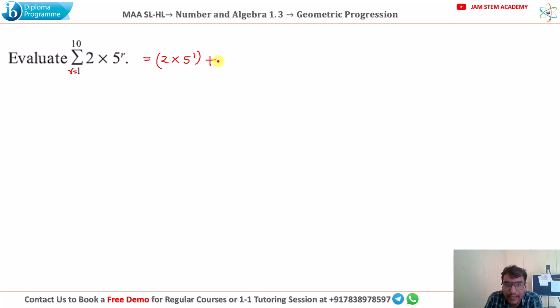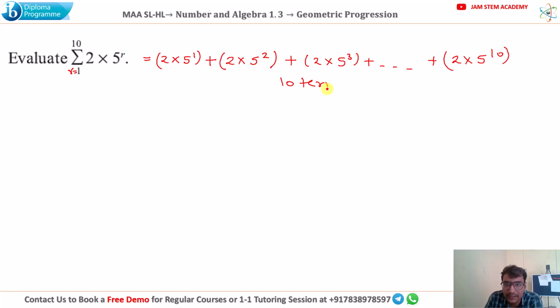After doing that, take a plus sign because of this sigma. Then put r as 2. So 2 times 5 squared, the second term, plus 2 times 5 raised to the power 3. That is the representation. Okay. So in this way you have to do it up to 2 times 5 raised to the power 10. So there are a total of 10 terms.